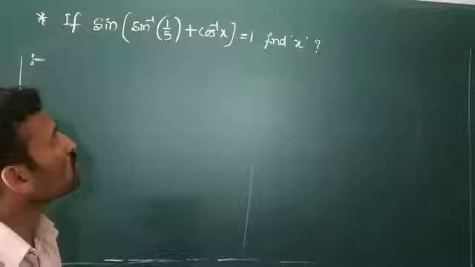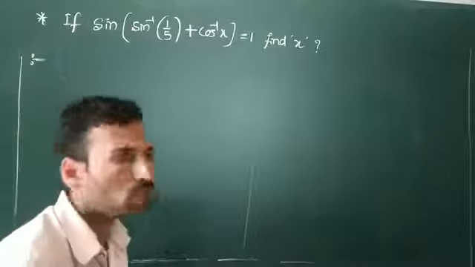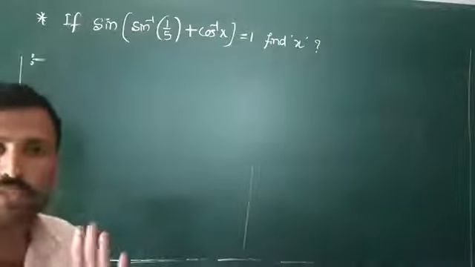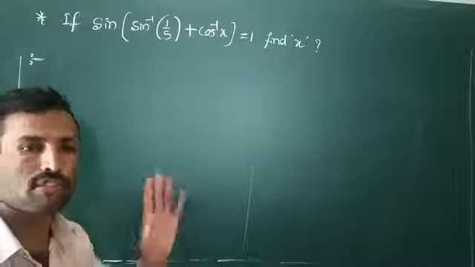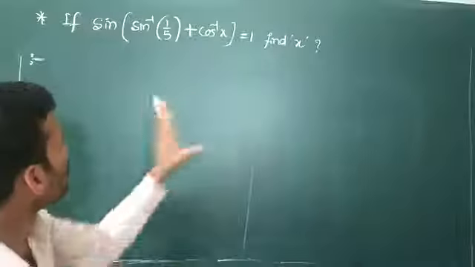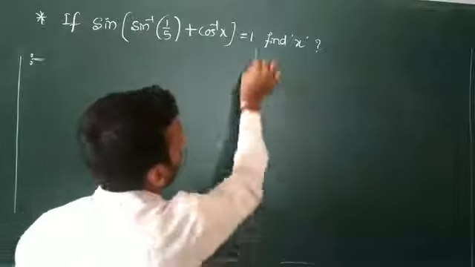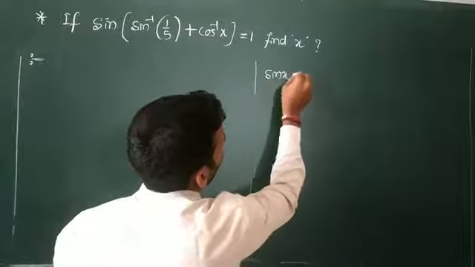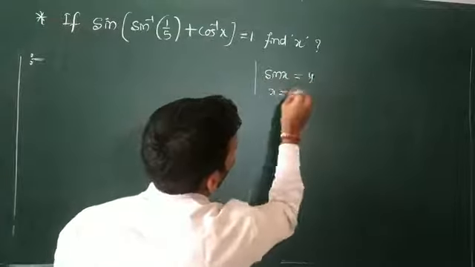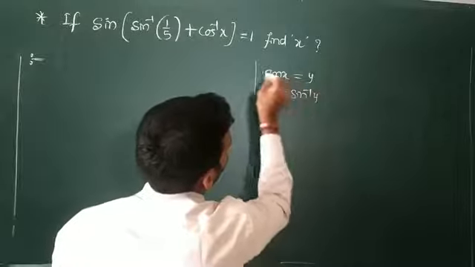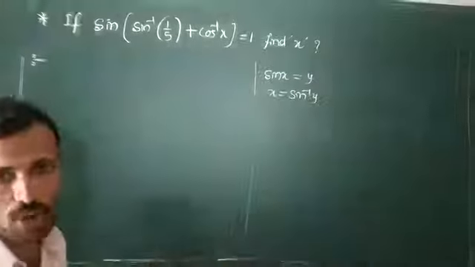If sine of sine inverse 1 by 5 plus cos inverse of x is equal to 1, then find the value of x. Using the property of inverse trigonometric functions, solve for x. This can be written as sine of x is equal to y, as you know already. Sine x equal to y, and what about x? x is equal to sine inverse of y, by the property of inverse trigonometric functions.